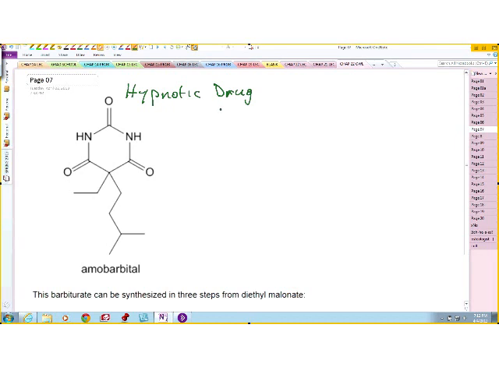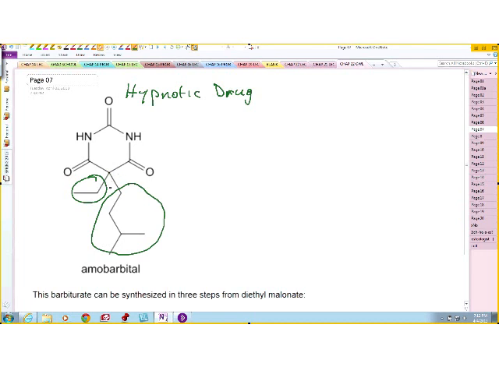Now the interesting part of this is, look at what we have here. You could actually make this using the malonic ester synthesis, and then also using the nucleophilic acyl substitution reaction. Very simple reaction. This is an ethyl group, right? And this here is an isopentyl group. So those are the two alkyl groups that you join to malonic ester.